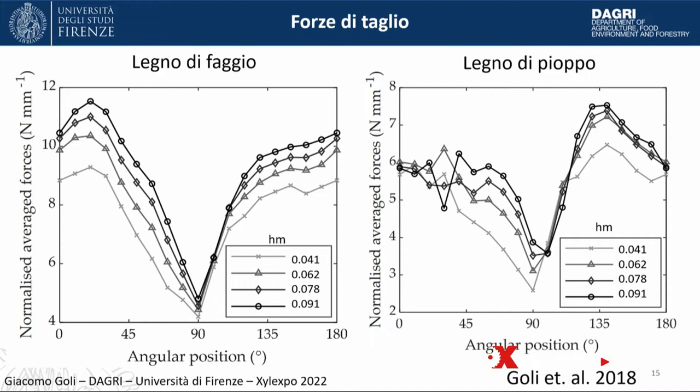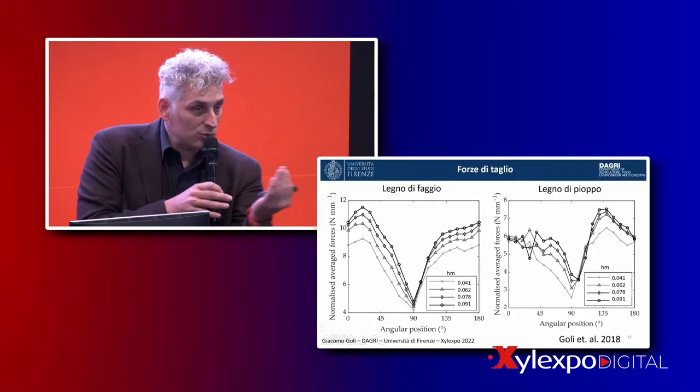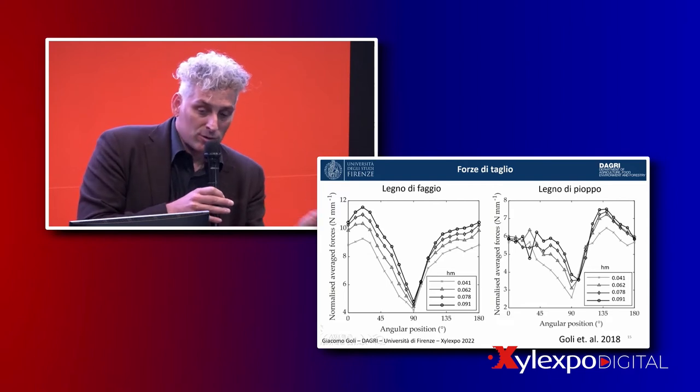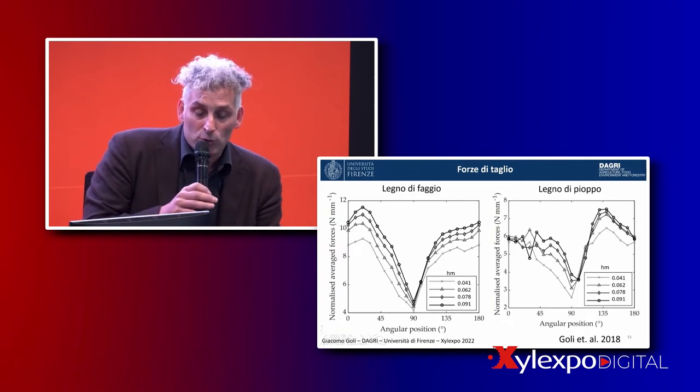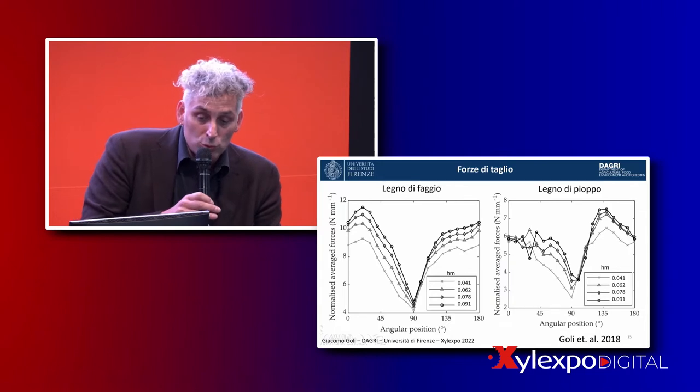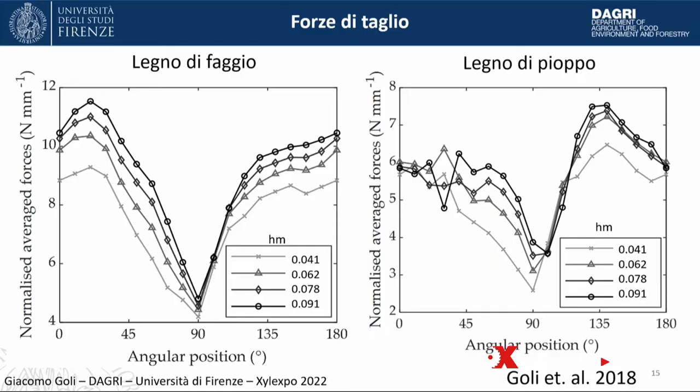Here on the left, we have shear forces for beech chips. So 0 and 180 are cross grain profiling. The strength needed to cut beech, 0.091 thickness, the darkest line with the circles, is 5 newtons per square millimeter of section, whereas when we go crosswise it's double. So if we work crosswise, the strength is about double than when we work longitudinally.